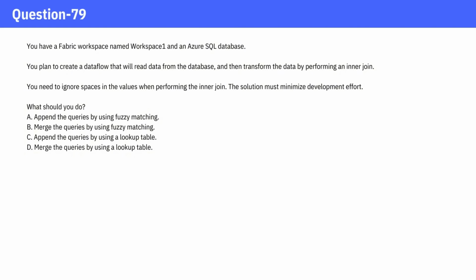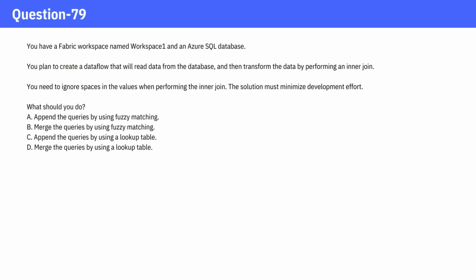Question 79. You have a Fabric workspace named Workspace 1 and an Azure SQL database. You plan to create a data flow that will read data from the database and then transform the data by performing an inner join. You need to ignore spaces in the values when performing the inner join. The solution must minimize development effort.